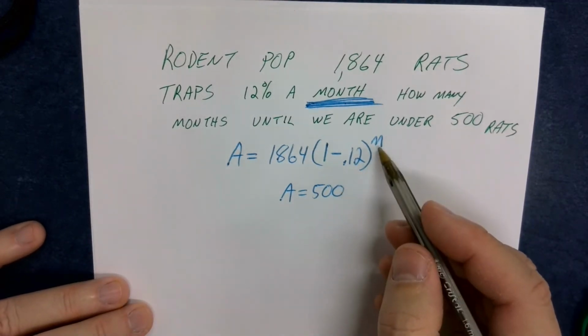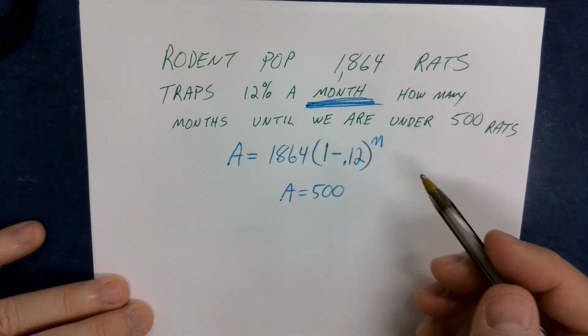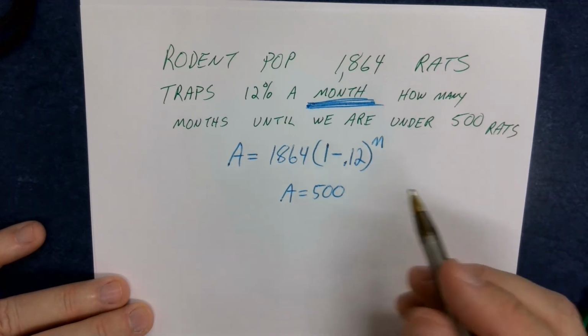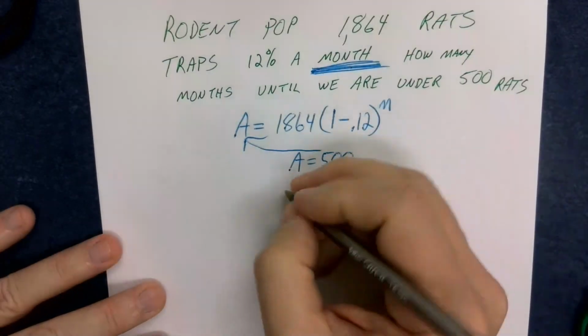Don't put 500 in for M. That doesn't make sense. That'd be 500 months from now. How many rats are there? Probably not any 500 months from now. We want to know when A is 500. So you have options.